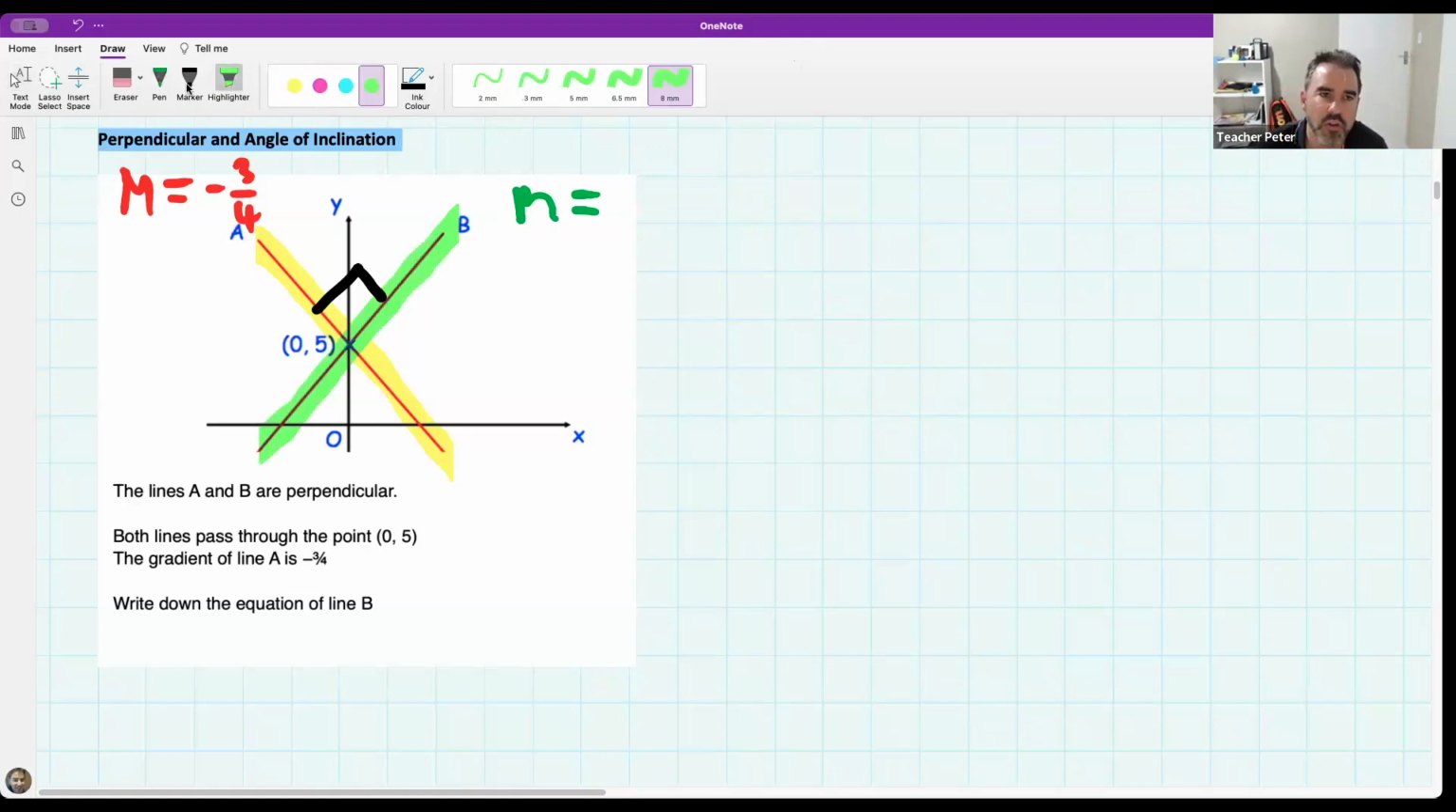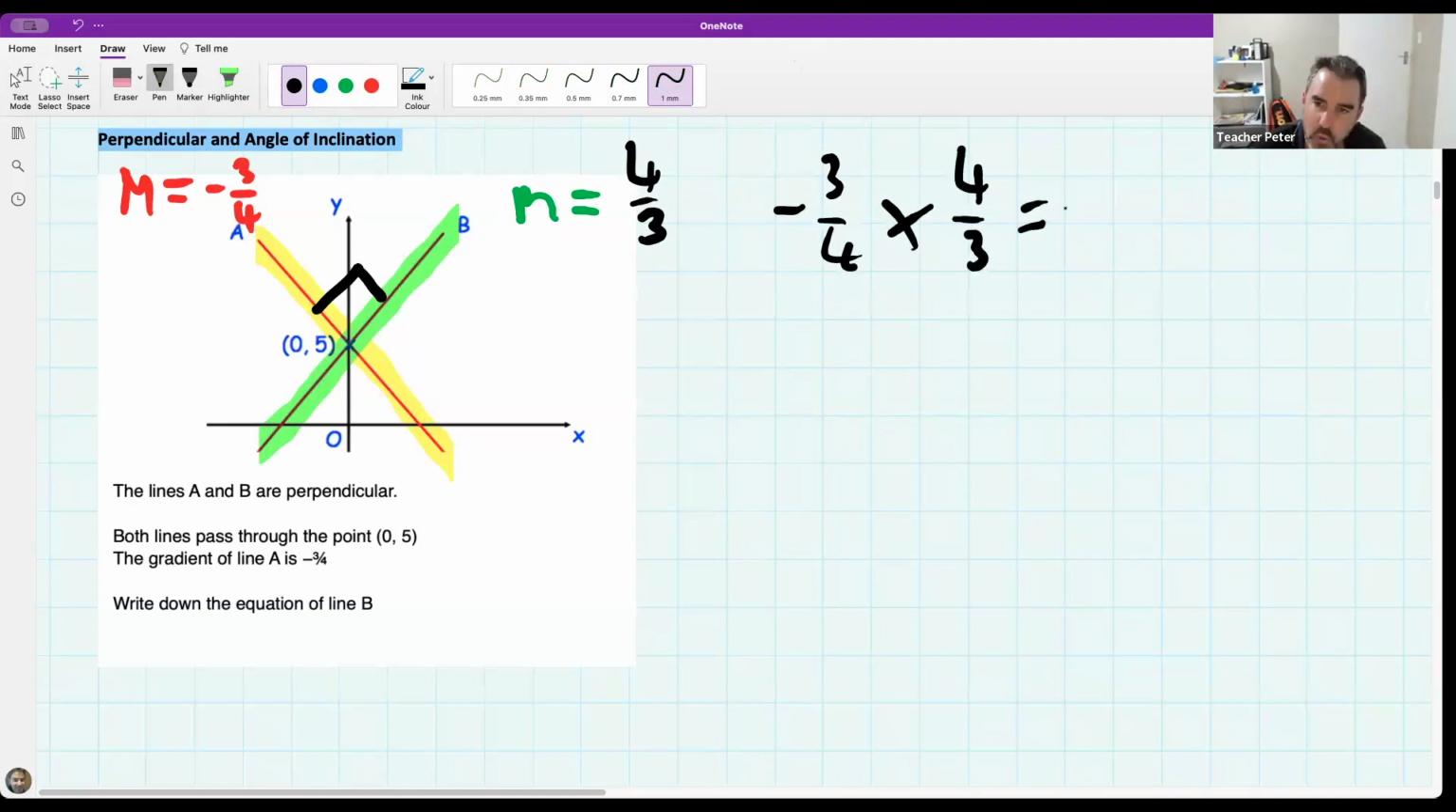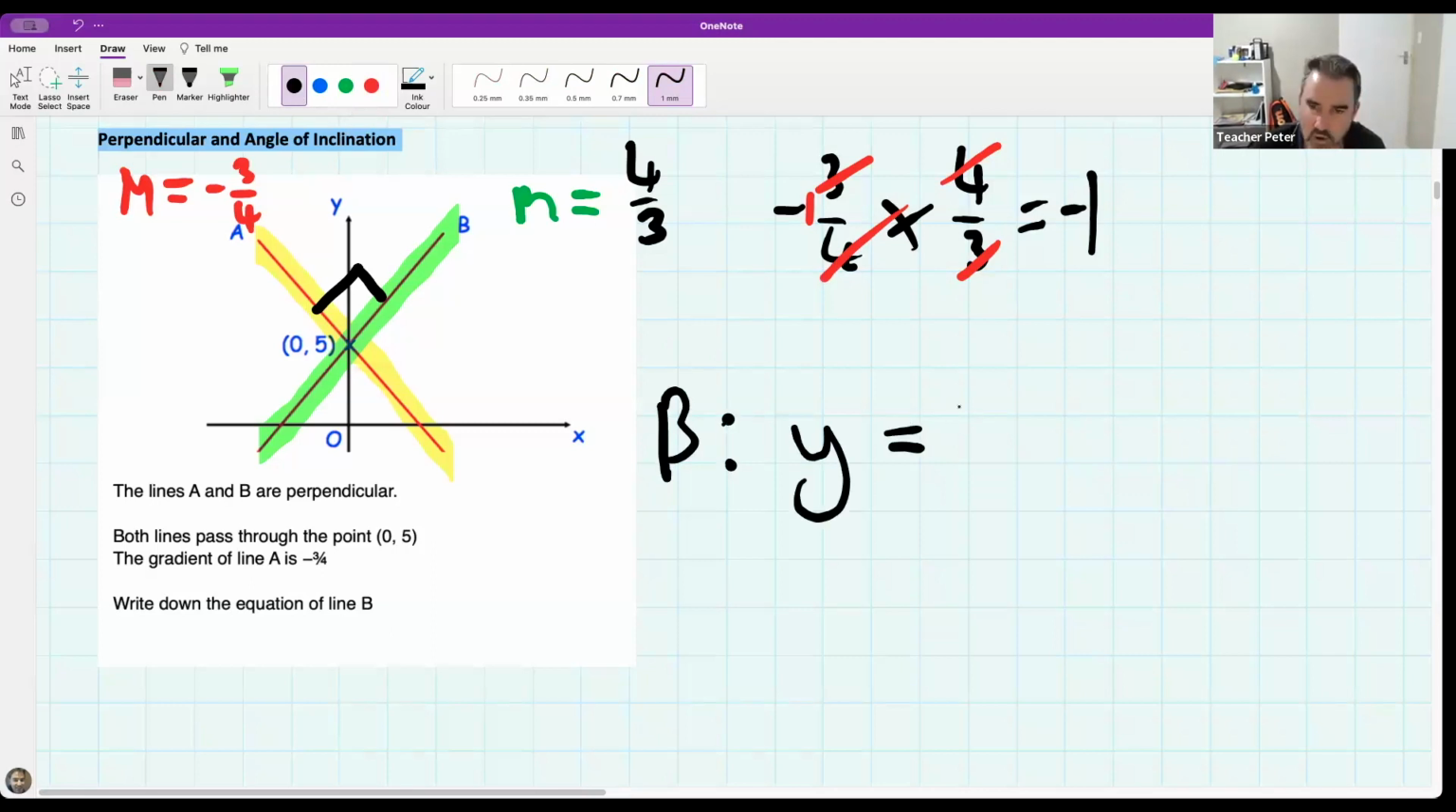So we know that when lines are perpendicular, their gradients are negative reciprocals of each other. Or the other way we said it is, if two lines are perpendicular, their gradients will always multiply to -1. Okay, so essentially that is it. Now I want you to find me the equation of the green line. So you know what the gradient is. The gradient is 4/3. What is the full equation of the green line?